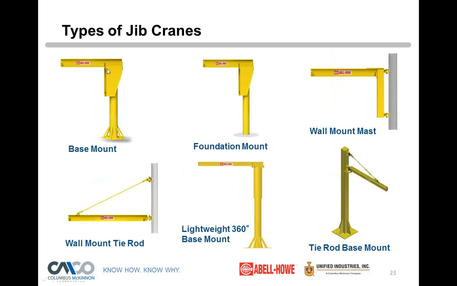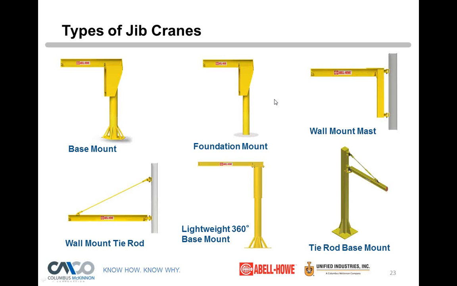Here are some types of jib cranes that you can use. You have a base mount type. This would be your most common. This would also travel 360 degrees, and it would maximize your underclearance because it's a low profile. There's also a foundation mount jib. This would be one where you'd actually dig a giant hole in the concrete, pour it, fill it, probably 6 feet deep, and it would be permanently there. Obviously the base mount one could be moved.